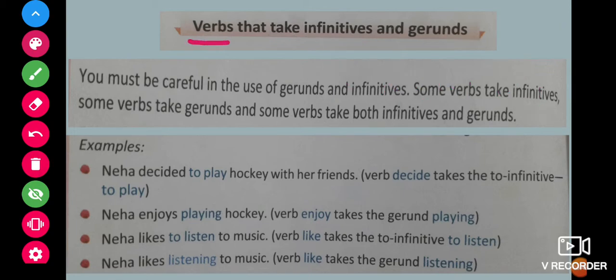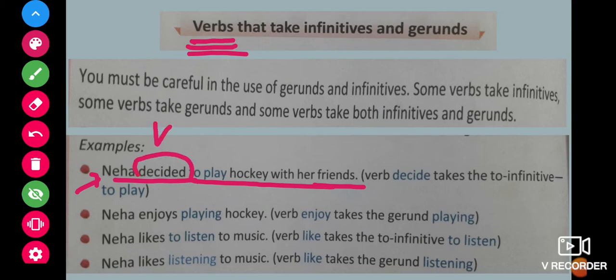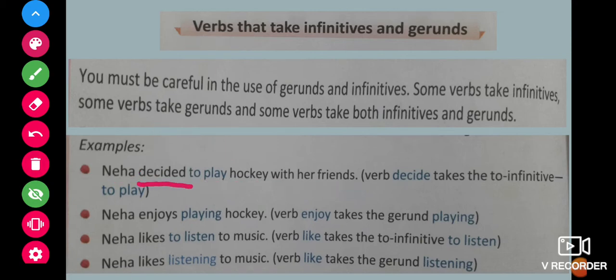So there are some verbs that take infinitives, some verbs that take gerunds, and there are some words that take both infinitives as well as gerunds. Let us look at the examples. Neha decided to play hockey with her friends. Now here we are looking for verbs. So here decided is the verb. To play is an infinitive. So here decided is the verb which takes the infinitive to play.